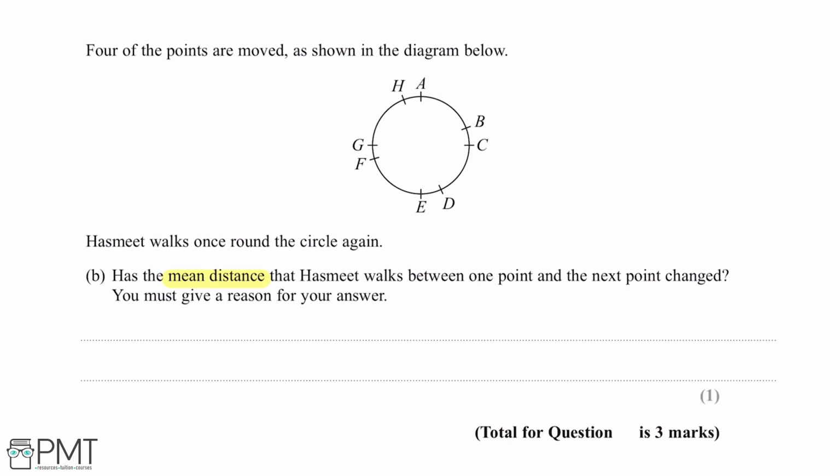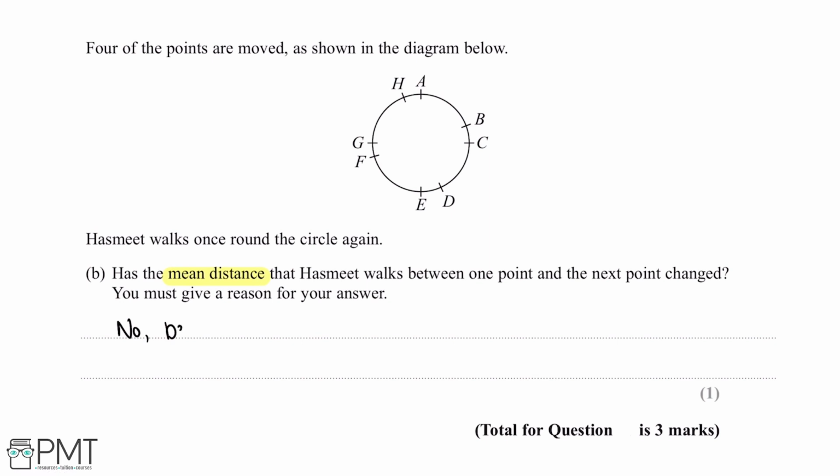So if we were to add together each of these distances, we'd still get an answer of 80 pi, despite the fact that 4 of the points have moved. And there are still 8 points on this circle, meaning we'd still be dividing 80 pi by 8, meaning that the mean will still remain the same. So no, the mean distance that Hasmeet walks between one point and the next point will not have changed because the number of points and the circumference of the circle has stayed the same.